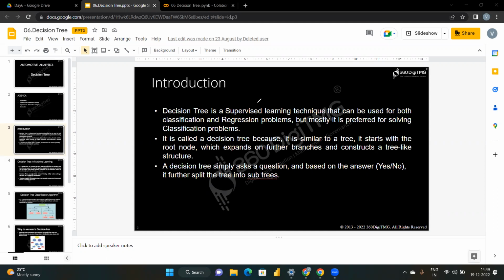If you ask me what is the algorithm we have used in decision tree, the basic algorithm used in decision tree is also known as the ID3 algorithm by Quinlan. The basic one uses the ID3 algorithm. It builds the decision tree using a top-down greedy approach.